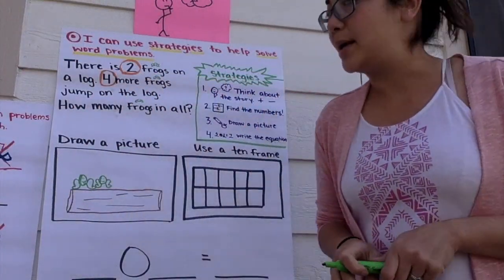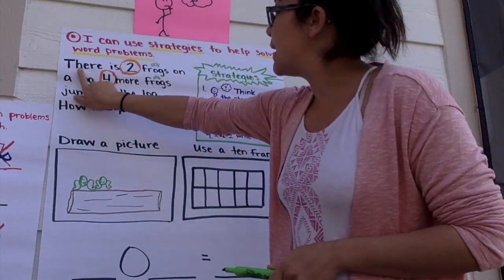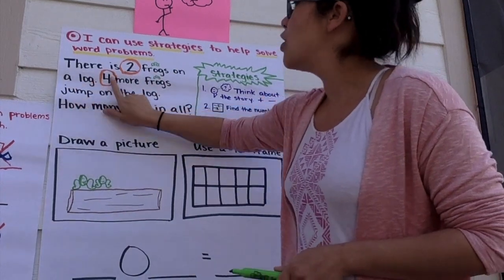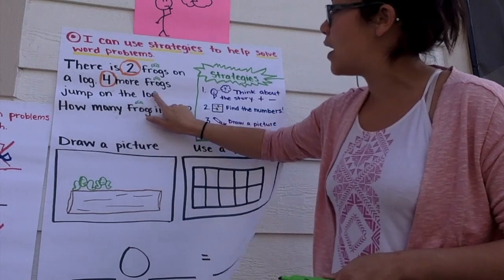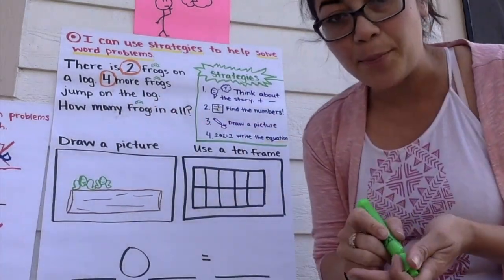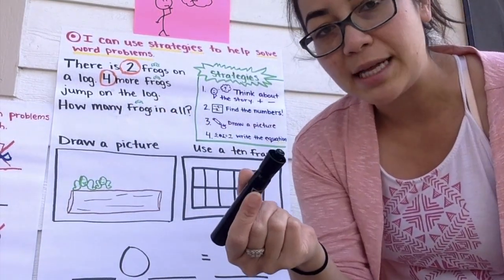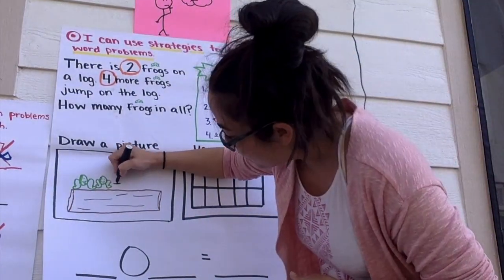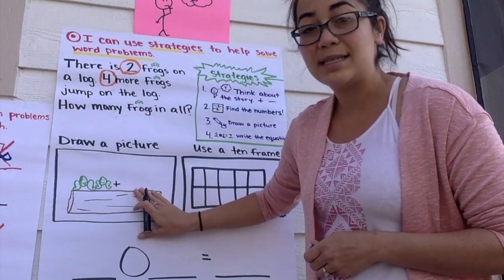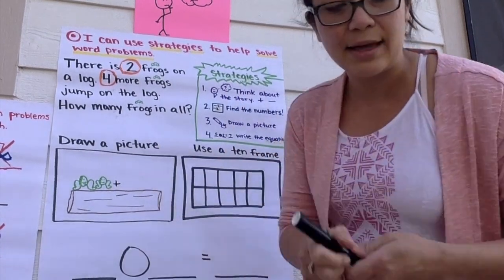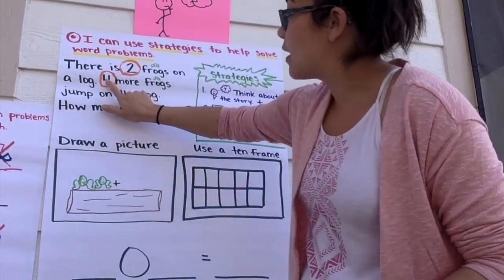And then what happened? Let's read and find out. There's 2 frogs on a log. 4 more frogs jumped on the log. So I'm actually going to pause, and I'm going to put a plus sign. That helps me remember that these 2 were already there. And these ones I'm putting together with it. I'm adding them on, okay? Adding on 4 more.